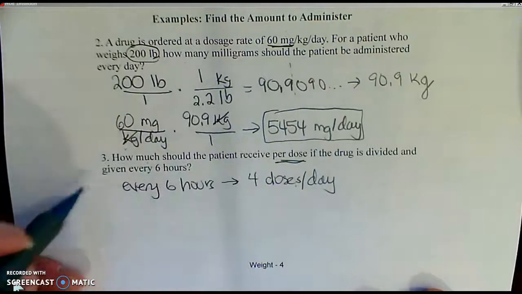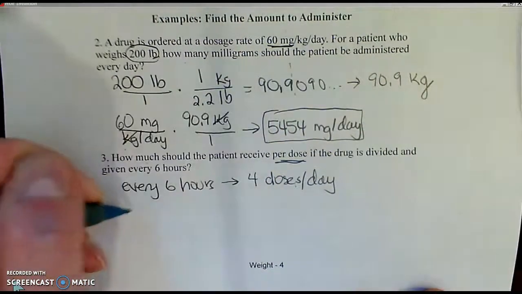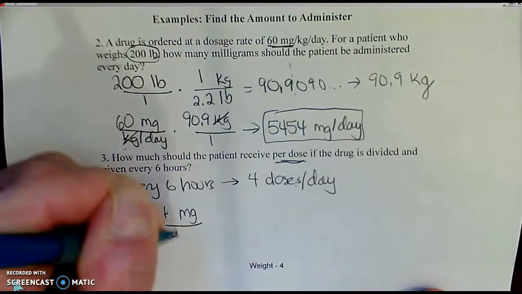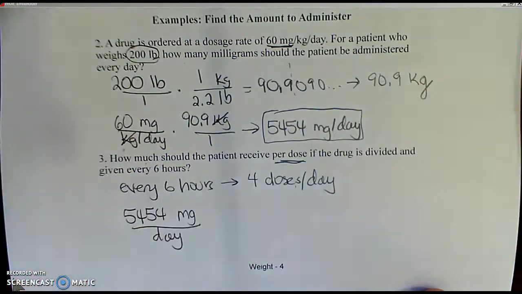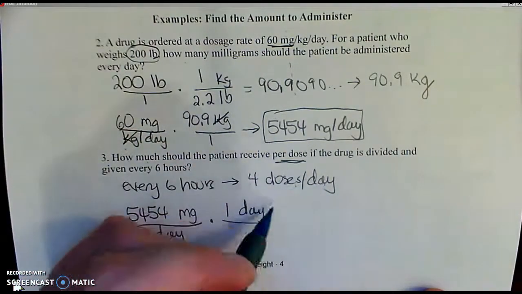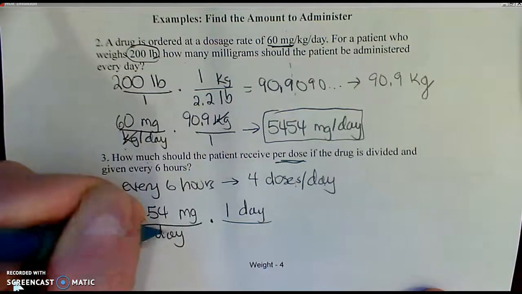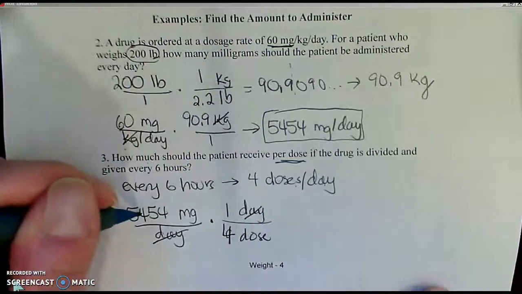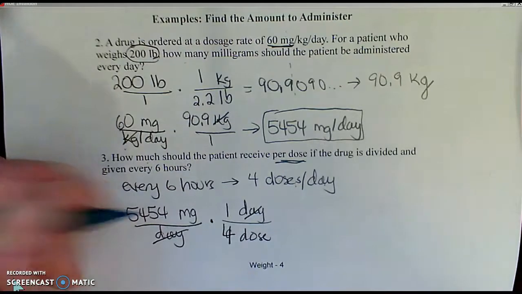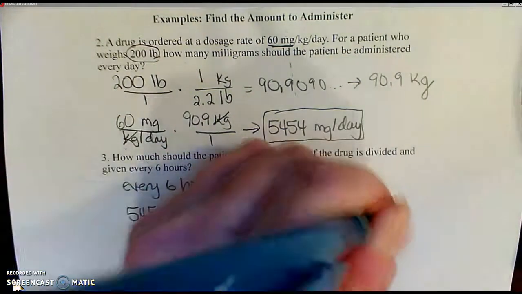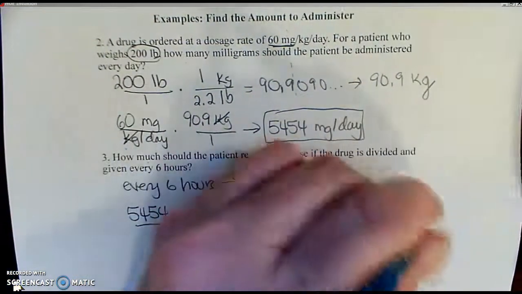So we're going to use this and find out how many milligrams per dose. So we're going to start right with what we got there, 5454 milligrams per day. And for some of you, you're going to be able to just take that and instantly say, I know all I need to do is divide it by 4. If you recognize that, there's not a darn thing wrong with that. If you don't see it, then go ahead and change this into a dimensional analysis. 1 day, so it cancels with the days, 1 day over 4 doses. And that way the days cancel, and you see that 5454 divided by 4 is 1363.5 milligrams per dose.